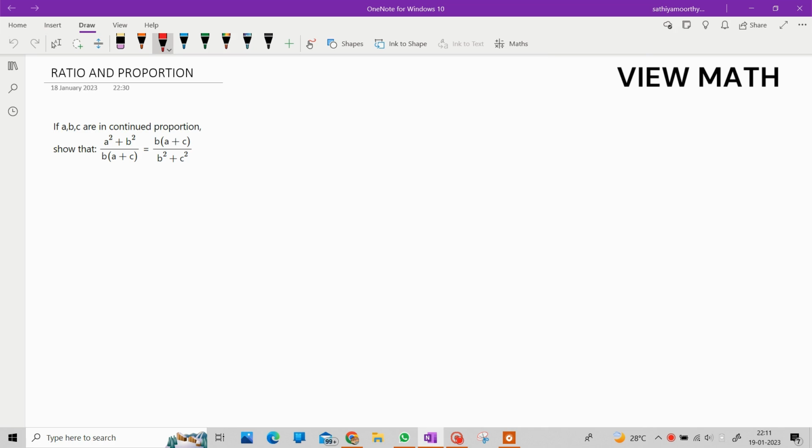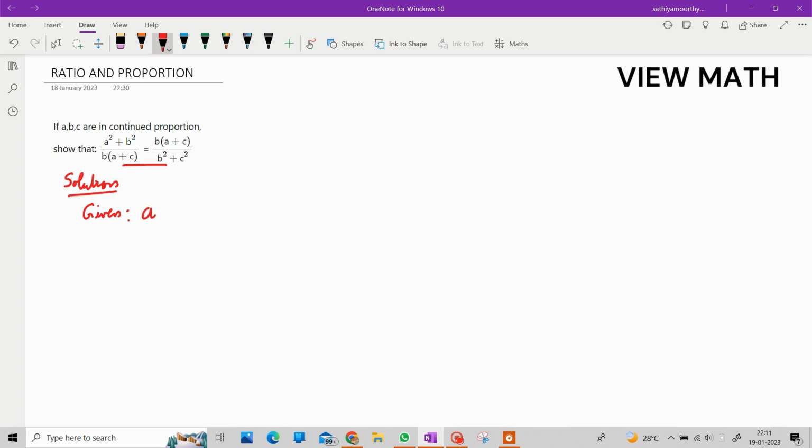So what is given in this problem is a, b, c are in continued proportion. With this we are going to show that (a square plus b square) by b into (a plus c) is equal to b into (a plus c) by (b square plus c square). This we are going to prove. So what is given? Given is a, b, c are in continued proportion.